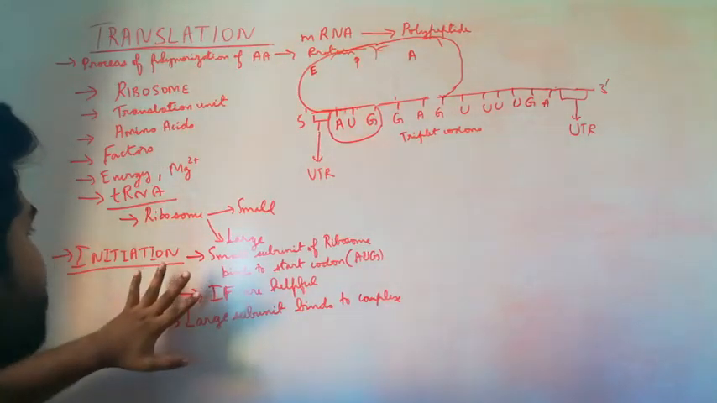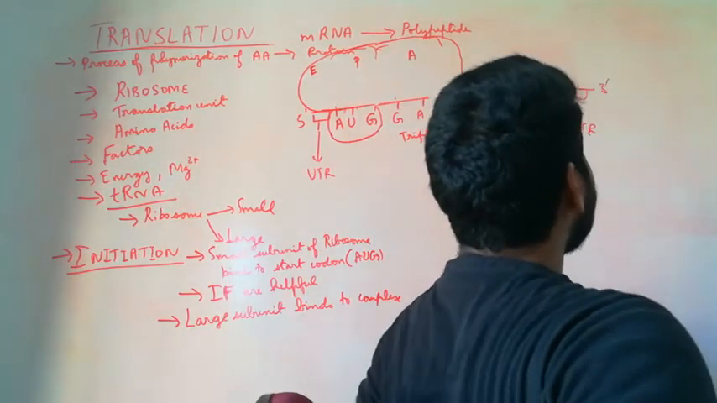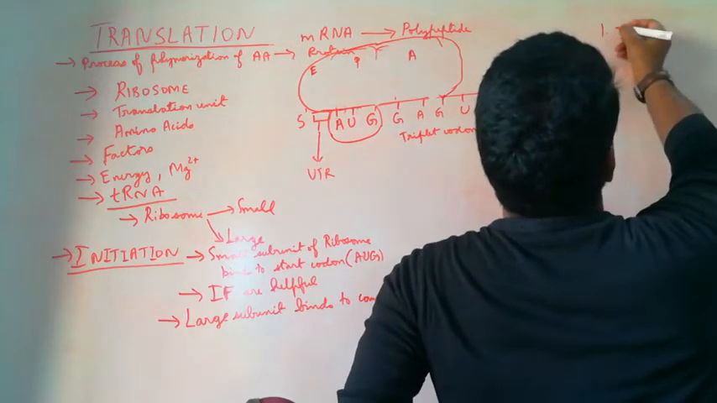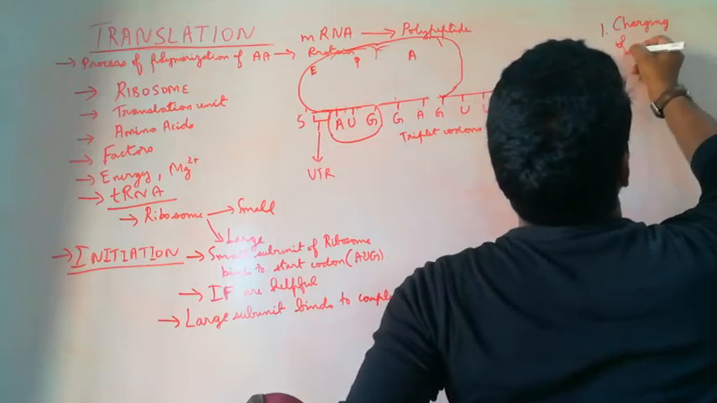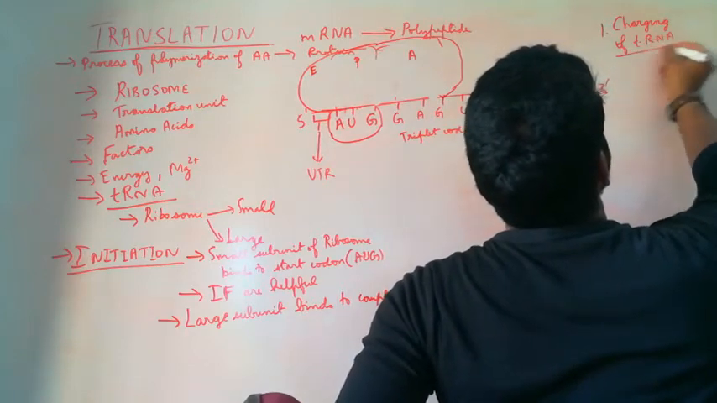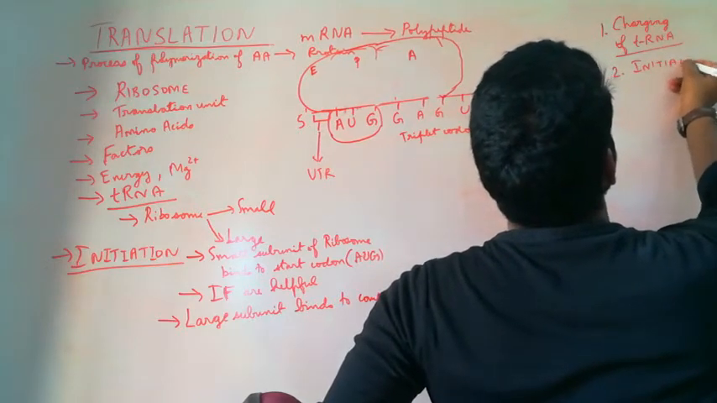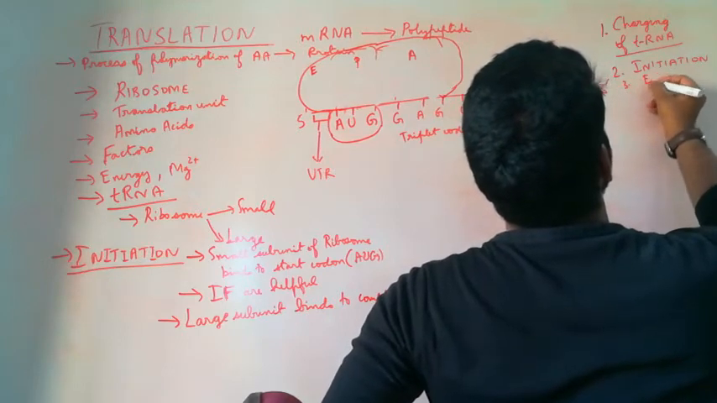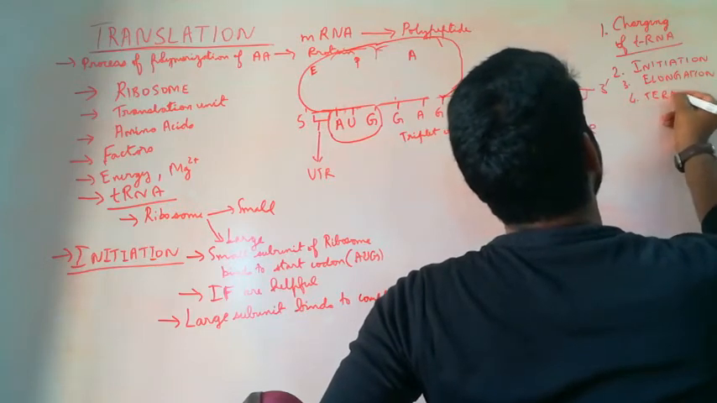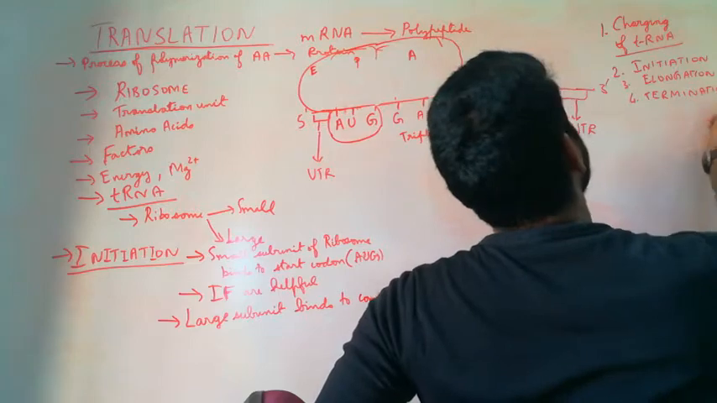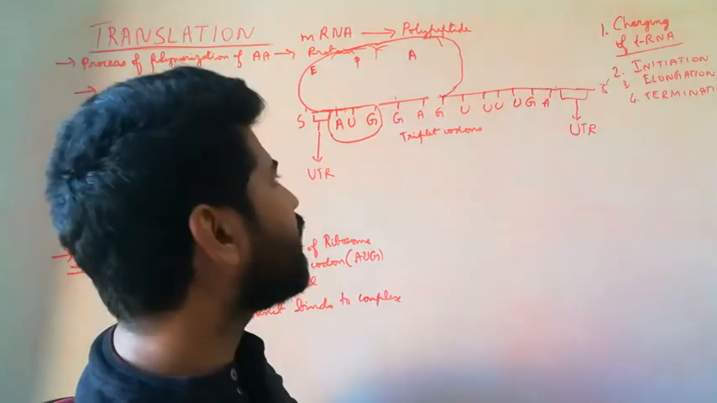Even before the initiation process starts, there is a previous process that has to take place. So the first step is charging of the tRNA, or amino acylation of tRNA. Then we have initiation, followed by elongation and termination. So what happens in the first step, that is amino acylation or charging of tRNAs?